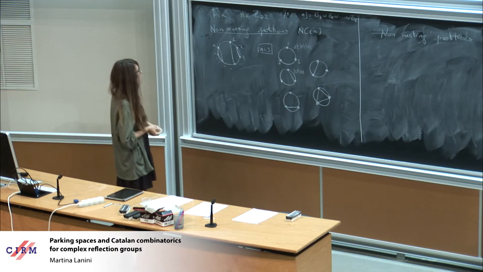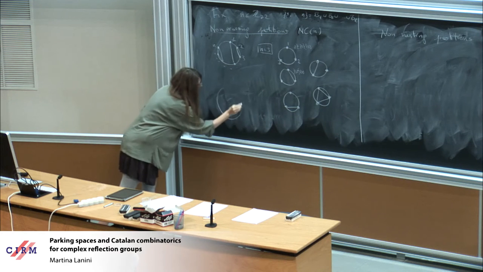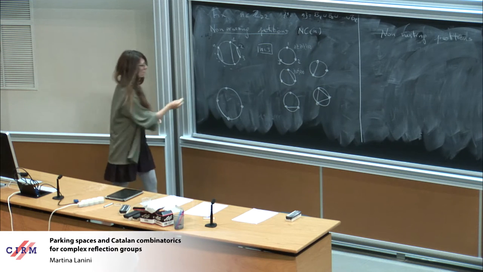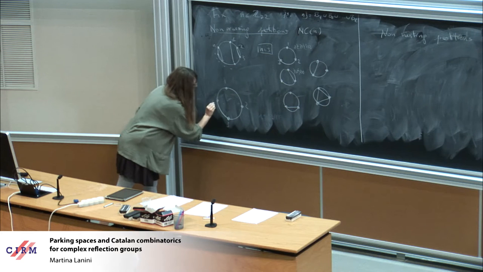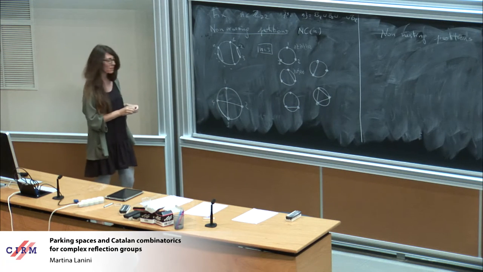Great. And just to convince you that not all partitions are non-crossing, let me look at, for example, n equals 4. And here again, we have 1, 2, 3, 4. If I take the partition {1, 3}, {2, 4}, it's clearly not good.